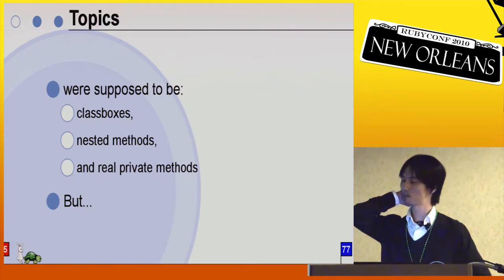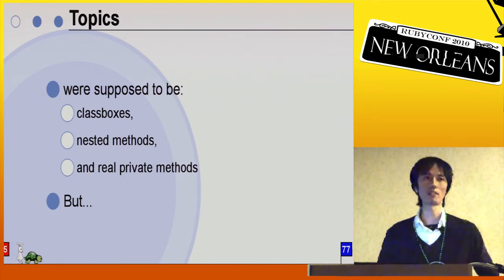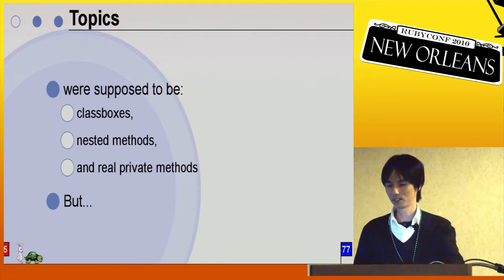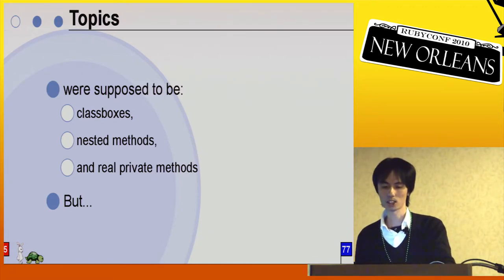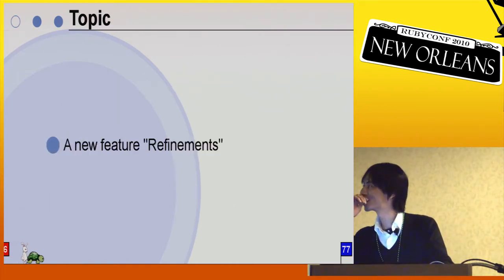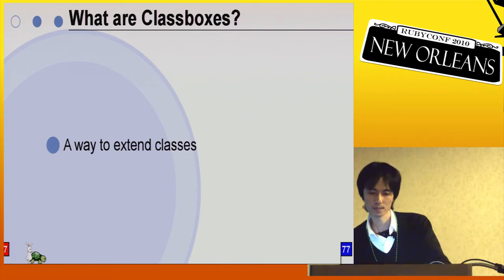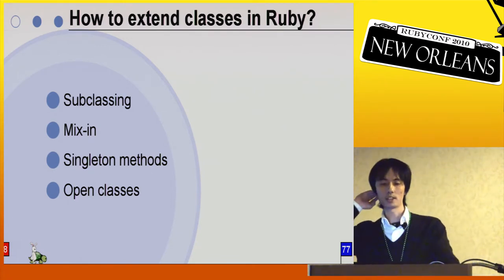Topics of this talk were Classboxes, nested methods, and real private methods. But suddenly I noticed that Classboxes are not what I want. So I would like to talk about a new feature called refinements today. I will explain why Classboxes are not what I want. Classboxes are a way to extend classes. There are four ways to extend classes in Ruby.